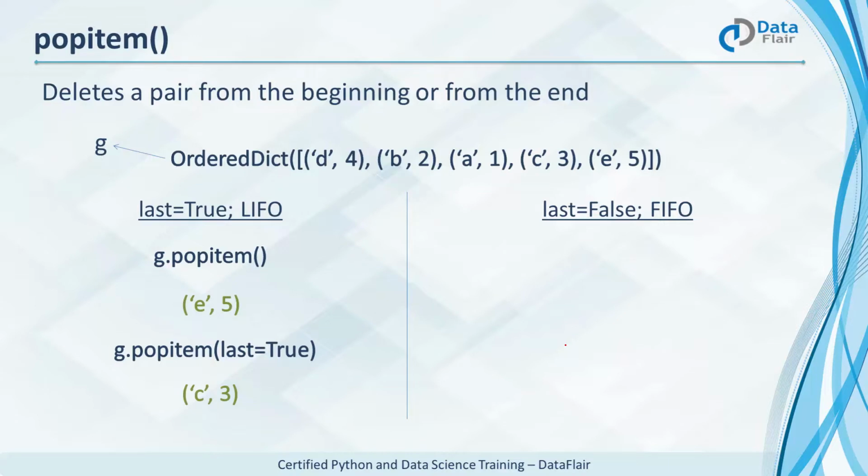Now FIFO. When the flag last is set to False, this removes the pair for the key D. This is the pair in the front of the dictionary. This is also the pair that we added first, so the oldest ones get popped out.